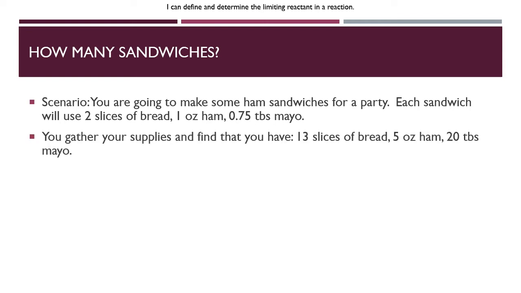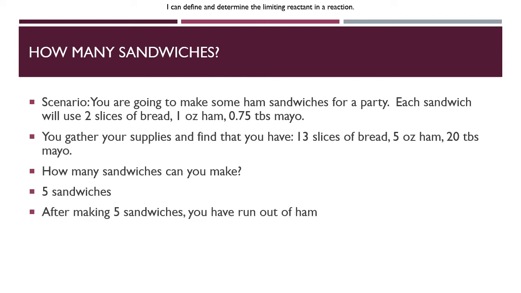So when you gather your supplies, you find that you have the following. You have 13 slices of bread, 5 ounces of ham, and 20 tablespoons of mayonnaise. The question is, how many sandwiches can you make from those ingredients? Well, if you think about it, the answer would be 5 sandwiches, and here's why.